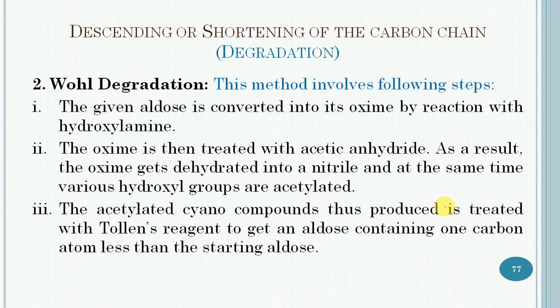Then the second method is the Wohl degradation. This method involves the following three steps. Step number 1 involves conversion of the aldose into its oxime by the treatment of aldose with hydroxylamine. Then in the second step, the oxime is treated with acetic anhydride. As a result, the oxime gets dehydrated into nitrile, and at the same time various hydroxyl groups are acylated. Then in the last step, the acylated cyano compound is treated with a suitable reagent to get the aldose containing one carbon atom less than the starting aldose.